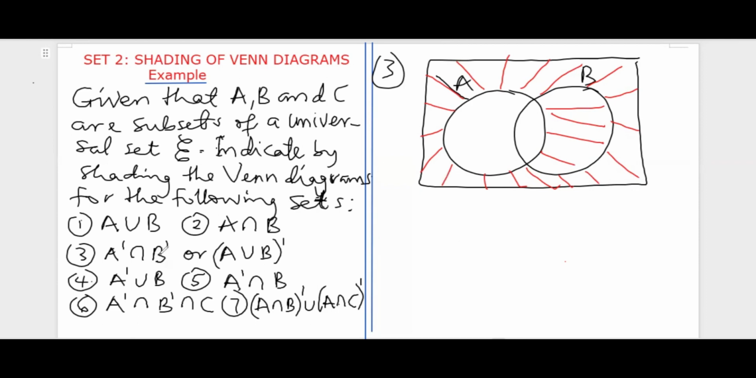Then they also talk about those that are outside B. I want to use another color. Those that are outside B here are this. So outside B, including those that are here, they are outside B. Now, if you check the two shaded together, where do you think they converge?